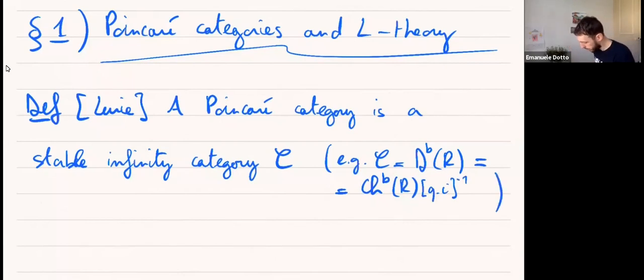Or in other words, you can look at chain complexes and quasi-isomorphisms as a relative category, so a category equipped with a notion of weak equivalence, and then there is always a formal procedure that you can use to obtain an infinity category from that. So this is always the example to have in mind. This is the infinity category that encodes the homotopy theory of chain complexes. So this is the example.